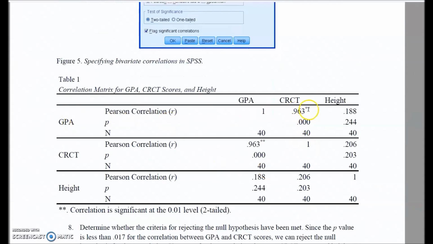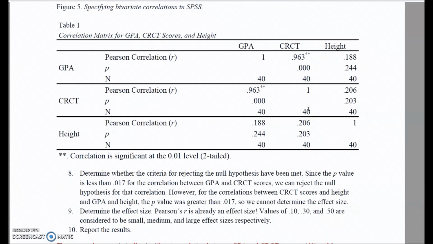But between GPA and the CRT scores there is a correlation. So the p-value, if I look at the p-value, then it is 0.000, which is never all 0. There must be some digits, but it is less than 0.01. So we can reject the null between the GPA and the CRT scores to say that there is a correlation there. However, we cannot reject the null between CRT scores and height or GPA and the height.